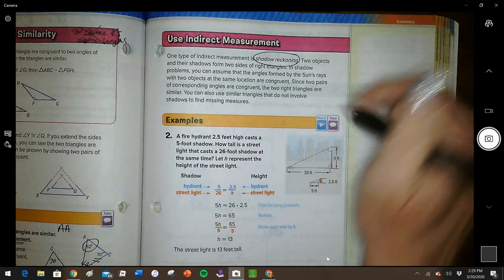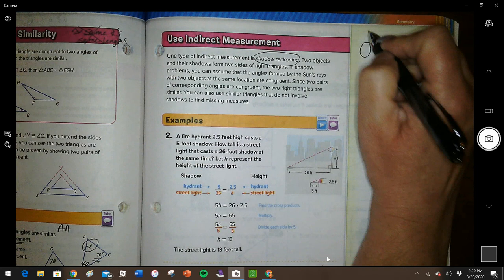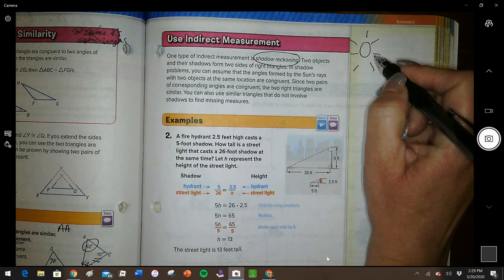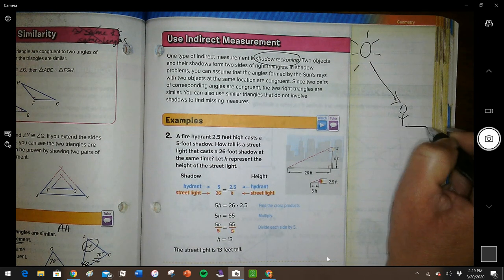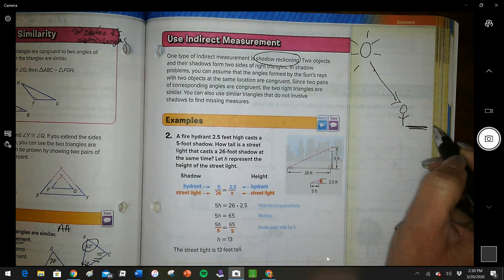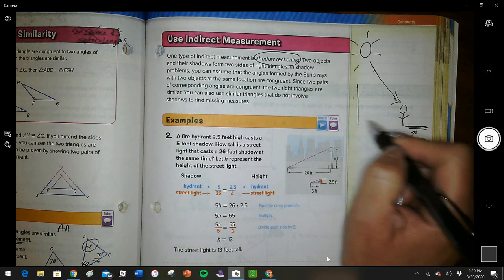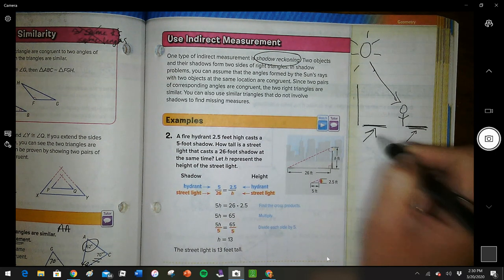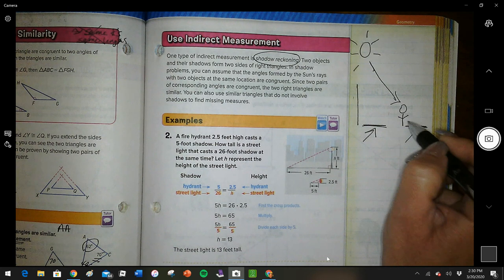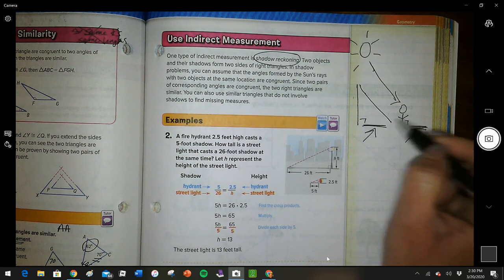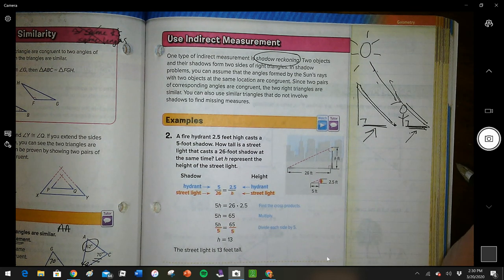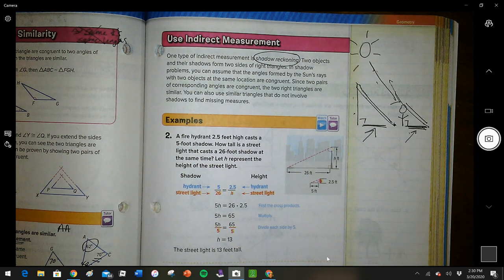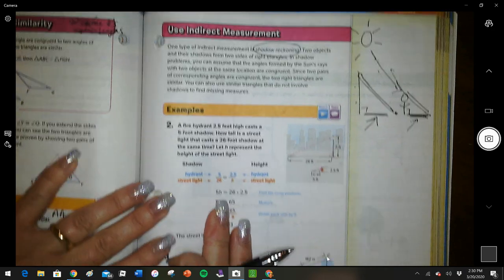Okay. Basically, what's happening and what we can do is at the exact same time, when the sun is shining, you or some object is going to cast a shadow on the ground. And you can measure this shadow at the same time as the shadow of another object. And you can use this idea of similar triangles, because the sun's rays are casting at the same angle, and you can find the height of some really large objects.